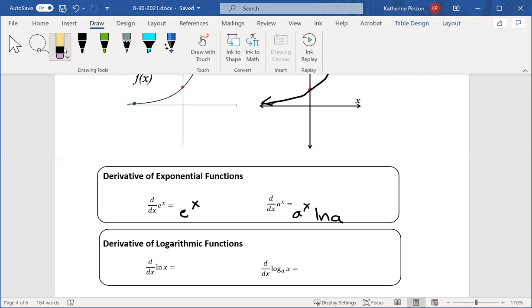So this happens when your base is not e, like if your base is 2 or 7. Remember, an exponential function has to have a positive base. It can't have a negative base. I'm confused with this. ln, that's the natural log.